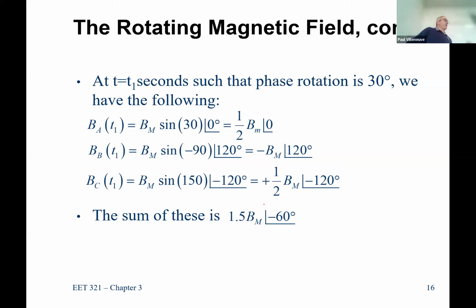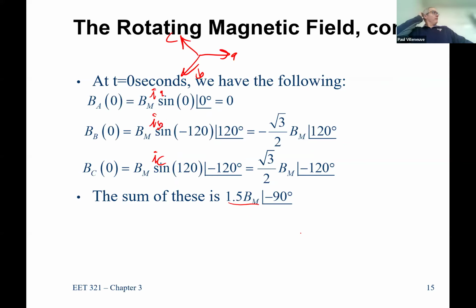Do it, and we have 30 degrees of current, which is minus 120 plus 30. Now we have minus 90. We have negative b sub m at an angle of 120. And then the last one for C, 1/2 b sub m at an angle of minus 120. When we sum those together, we still have the 1.5 b sub m, but look at my angle. It's minus 60 versus minus 90. Is that a problem?